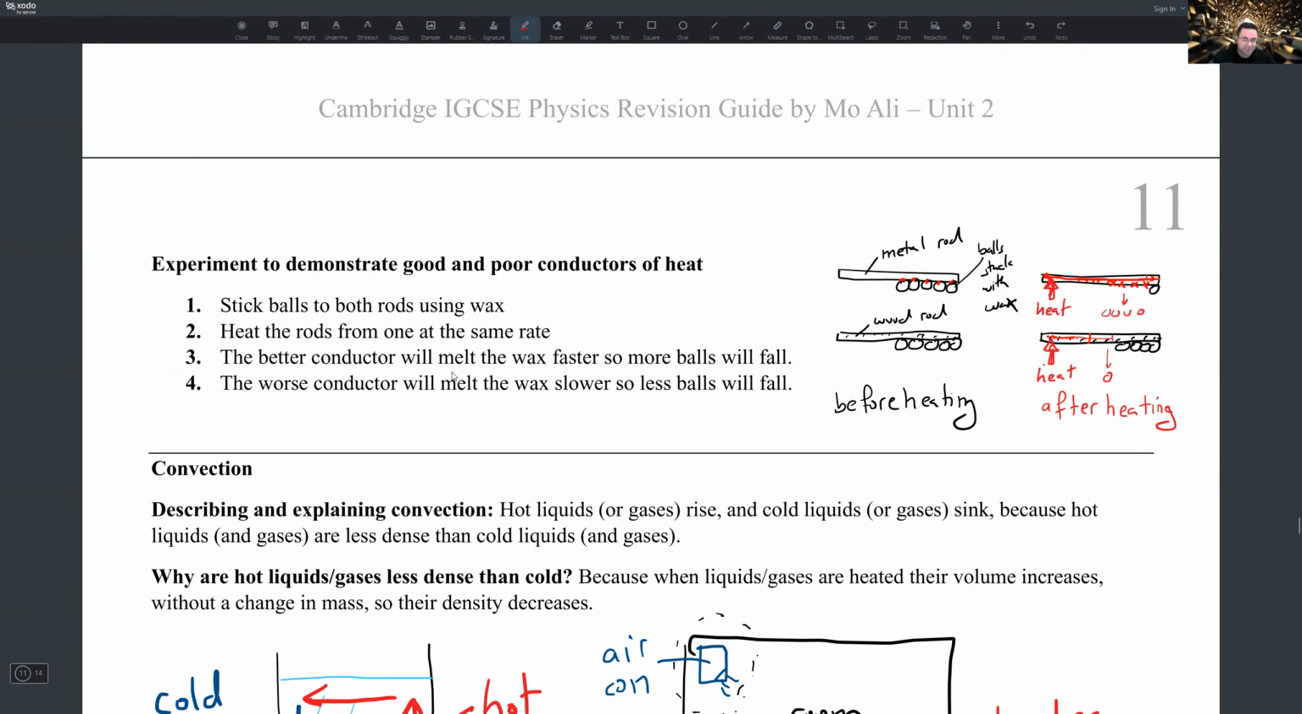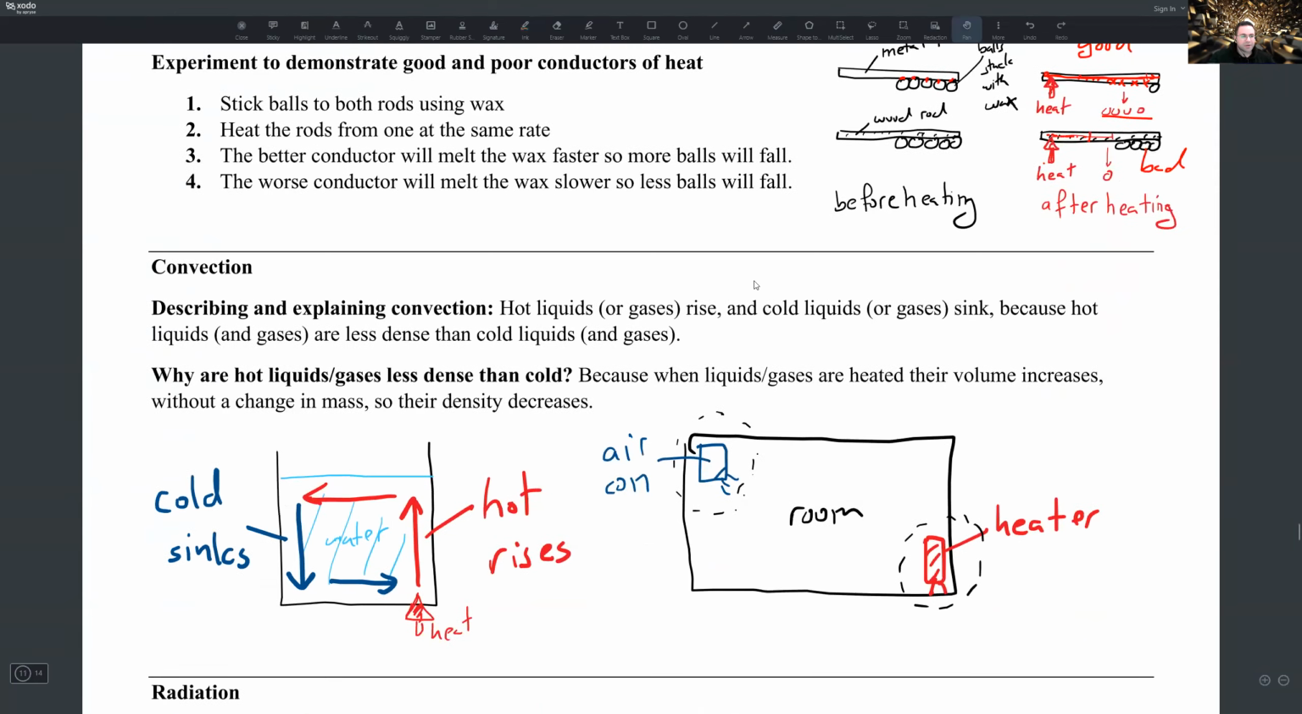So that's the difference between a good conductor and a bad conductor. The more balls or the more wax, and that's the important thing, the more wax it melts along the length of the rod, the better conductor it has proven itself to be. That's conductors. What about convection?